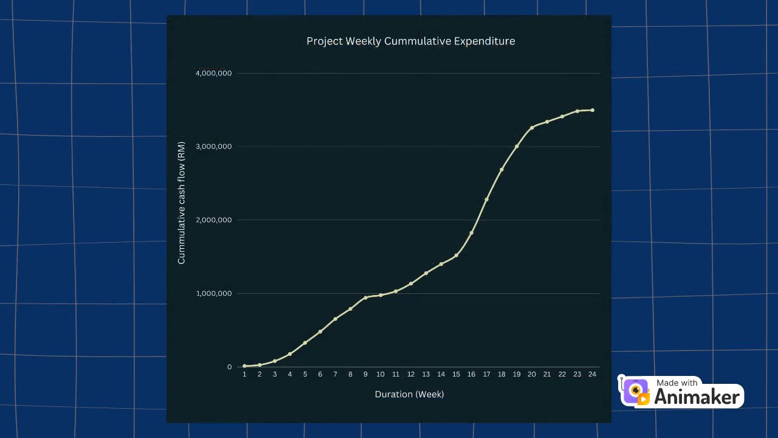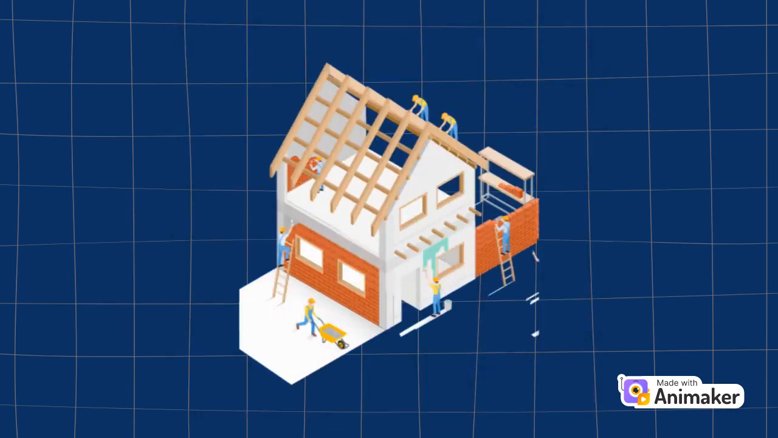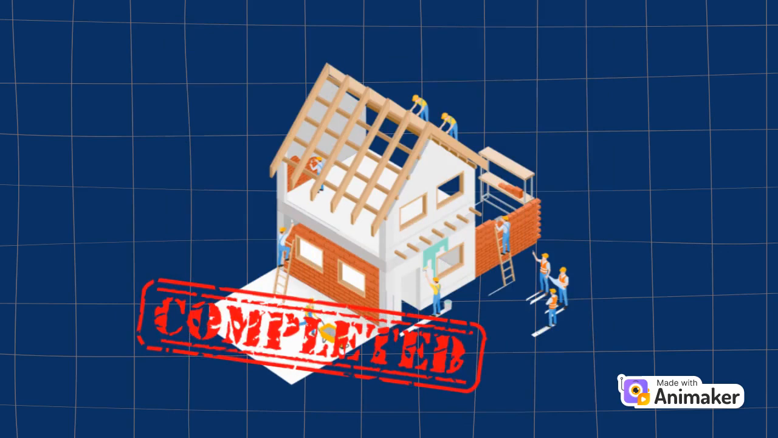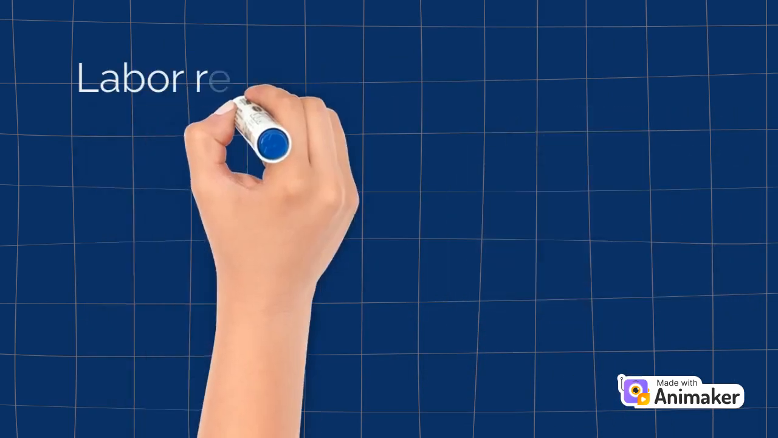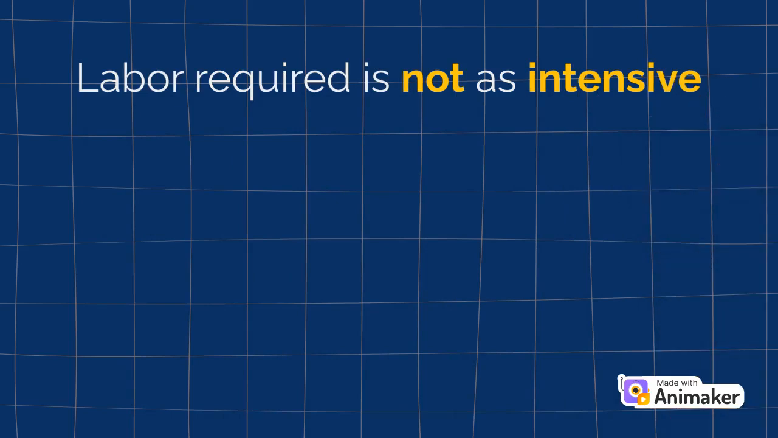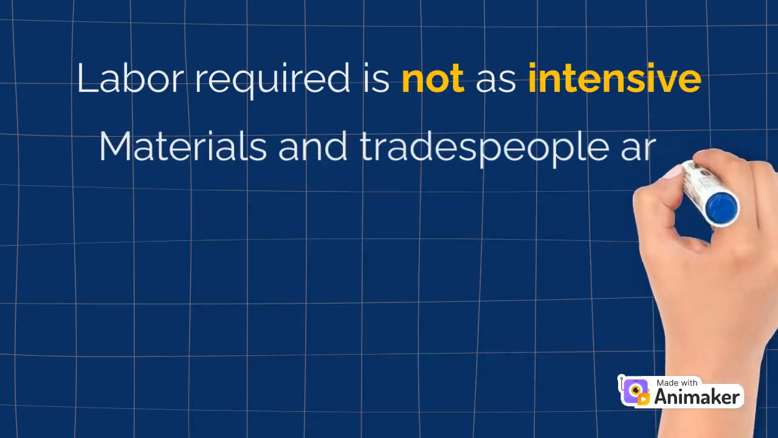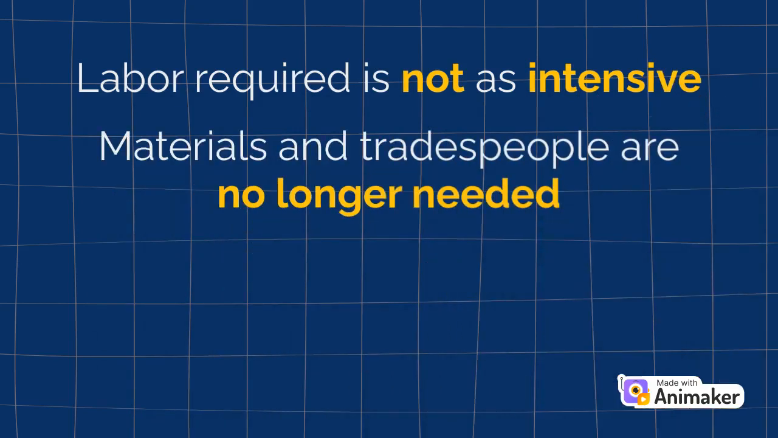Starting from week 21, the growth of the cumulative construction cost starts to slow down, until it ceases at the time when the project has been completed, which is week 24. This is because by week 21, most of the significant work has been completed, and only a small amount of remaining services and external works are needed. The labor required during this final phase is not as intensive, and many materials and tradespeople are no longer needed on site, which results in a lower cost.